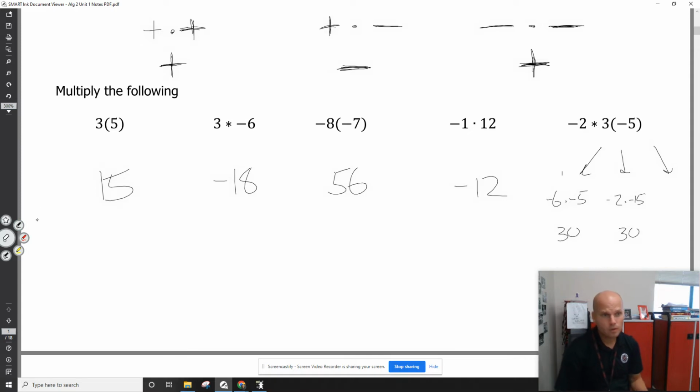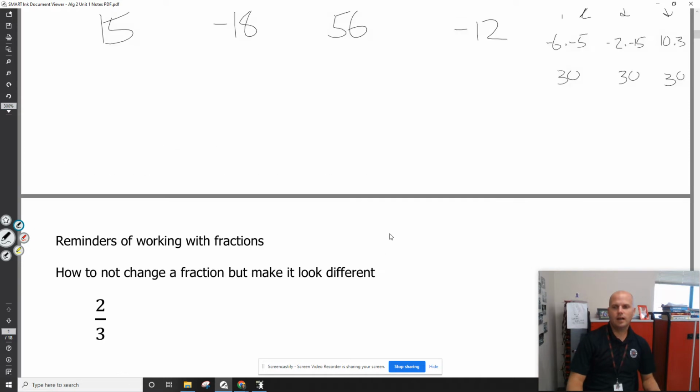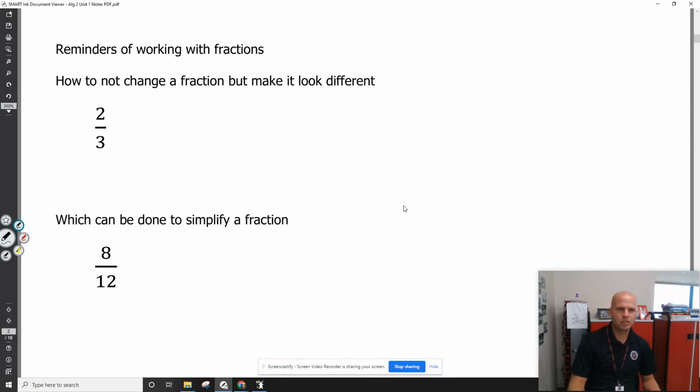You could do the first one times the last. Now, this only works for multiplication and addition. Don't you dare do this with subtraction. It doesn't work. Negative 2 times negative 5 is positive 10. Positive 10 times 3 is 30. Cool. So there you go. Multiplication, subtraction.